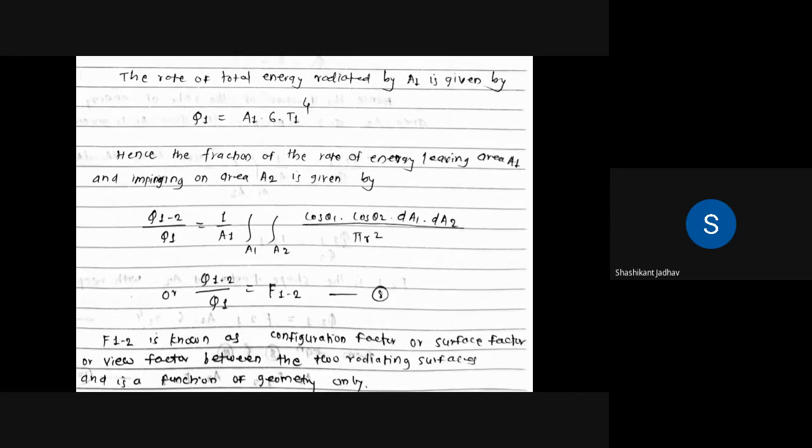Okay, so F122 is known as configuration factor or surface factor or view factor between the two radiating surfaces, and is a function of geometry only. Okay, then next slide.